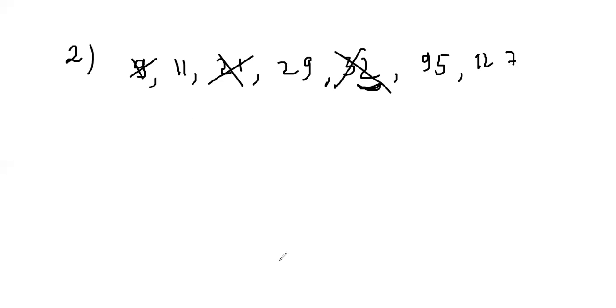So number 95. Number 95 ends in 5. We know that all the numbers that end in 5 or 0 are divisible by 5, so we can skip it. The number 127, you can check by divisibility test that it's not divisible by anything, so actually it's also a prime number. So there are 3 such prime numbers, which says that the answer is 2B. So answer is 2B.